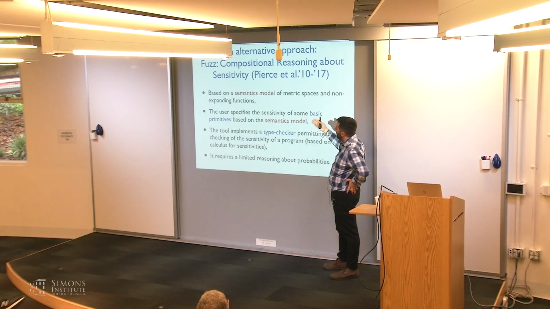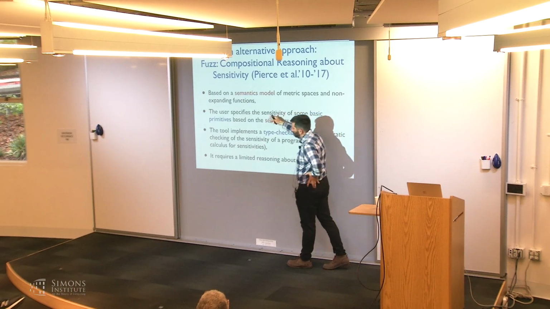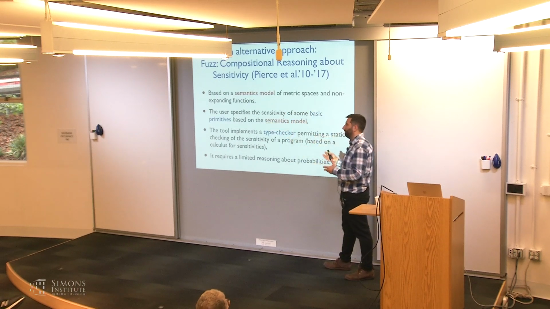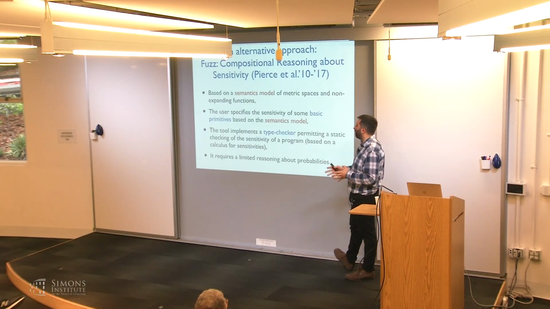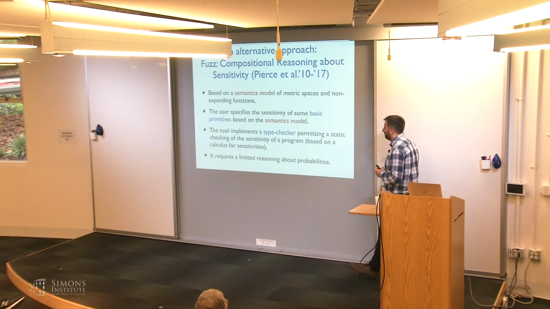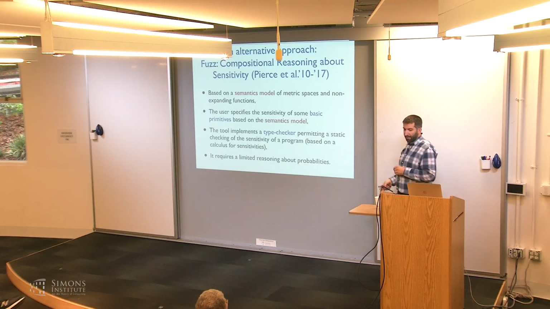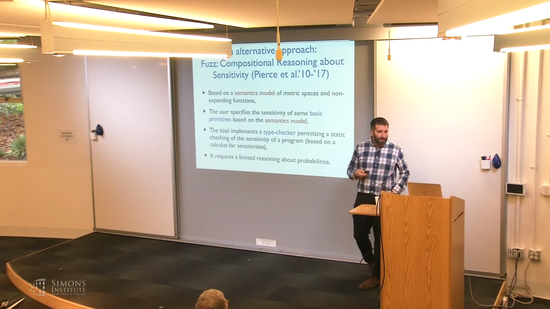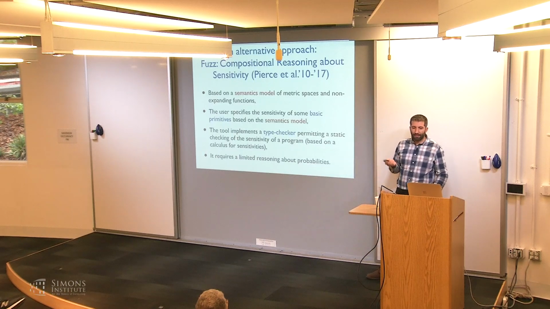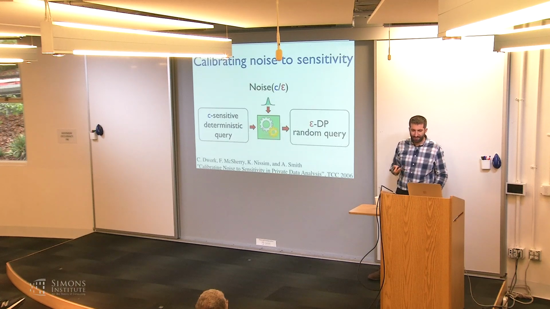The tool that we have doesn't do this connection, but in theory we could prove that each basic building block has the right sensitivity. And the tool that we have is implemented as a type checker instead of as a dynamic monitor, because then we can do this statically. And again, it is similar to the previous one because it doesn't require reasoning about probabilities. So what is the idea here? It's this idea of having a semantic model first from which to start. And this is not a new idea.